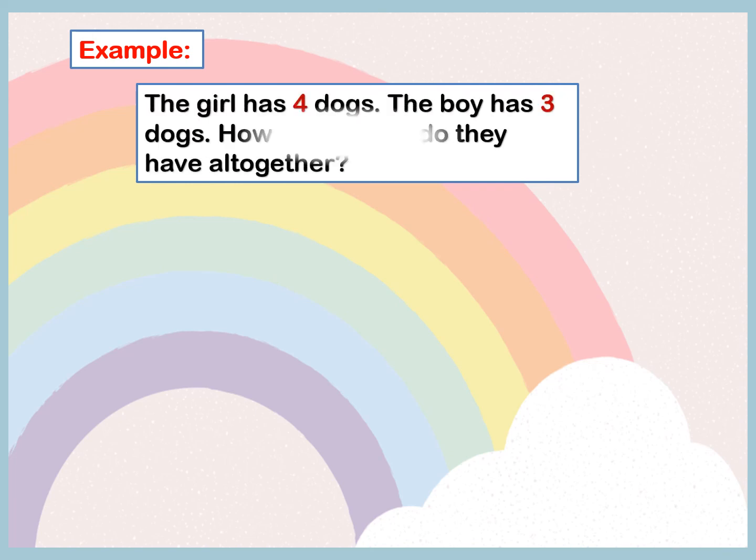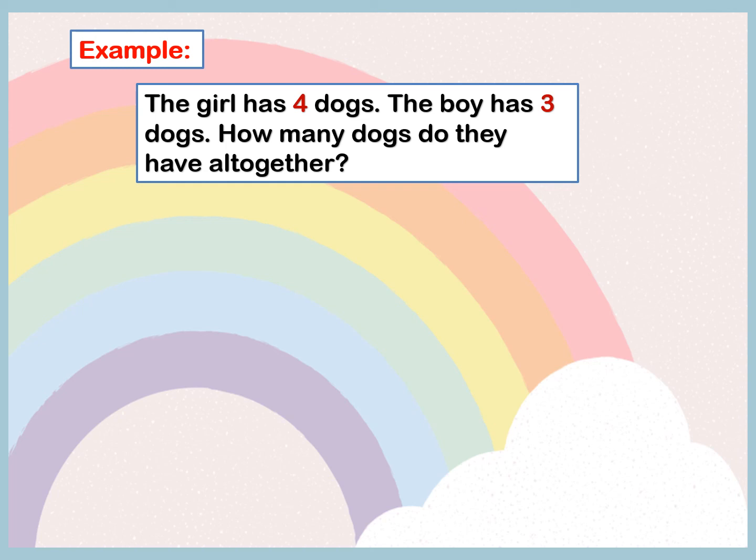Okay, I'm going to give you an example, kids. Alright, now let's read the problem first. Repeat after Teacher Joshua, okay? Repeat and understand the problem. The girl has 4 dogs. The boy has 3 dogs. How many dogs do they have altogether?